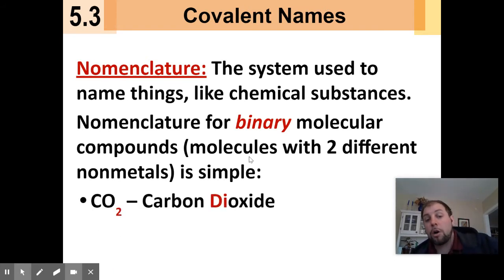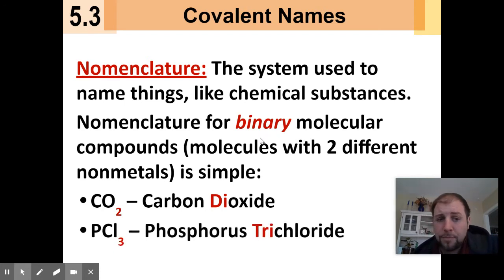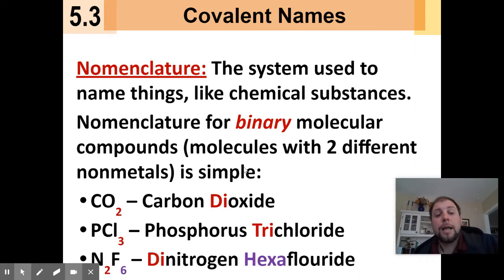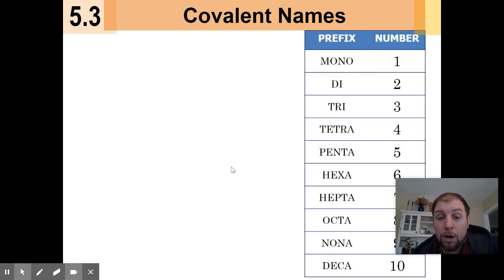So this is carbon dioxide. Okay, this is phosphorus trichloride. Okay, this is dinitrogen hexafluoride. Maybe you can kind of see where this is going. All right, the rules are quite simple.